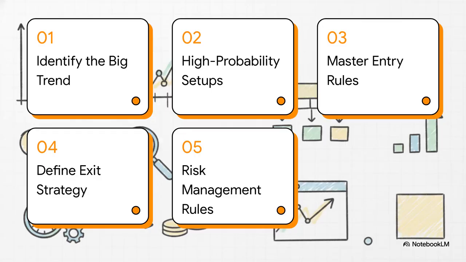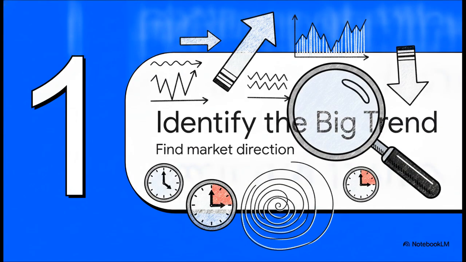All right, here is our roadmap for today. 1. Identifying the big trend. 2. Spotting high-probability setups. 3. Mastering the entry rules. 4. Defining your exit strategy. And 5. Essential risk management rules. Let's jump right into step 1, identifying the big trend.